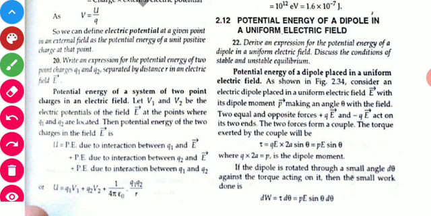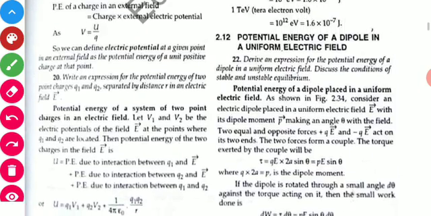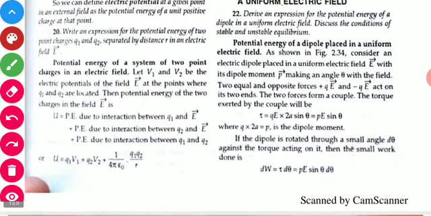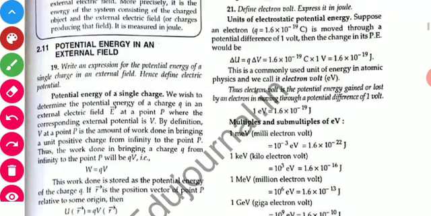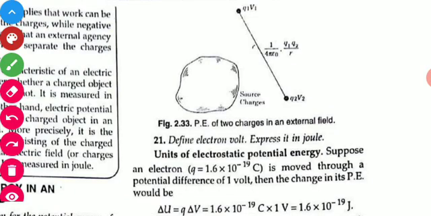Now students, when we add these three, we will get the total potential energy of two charges in external field E. So the formula will be Q1 V1 plus Q2 V2 plus 1 by 4 pi epsilon naught Q1 Q2 upon r. As you can see in the diagram, this is the diagram of two charges in an external field.